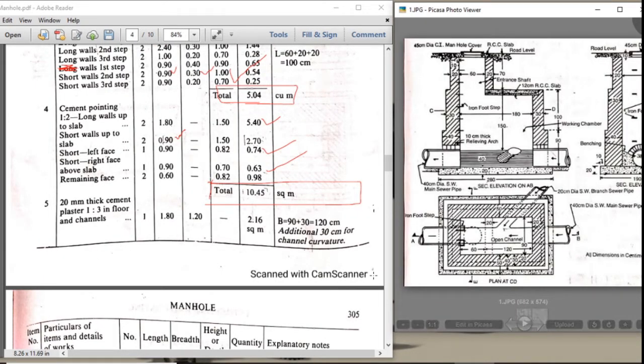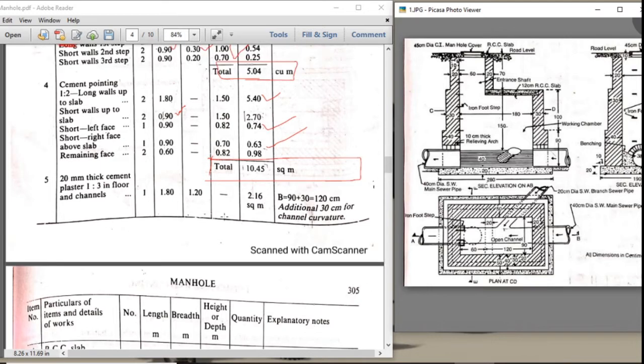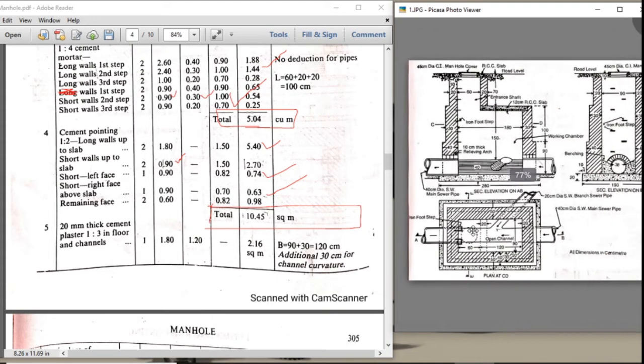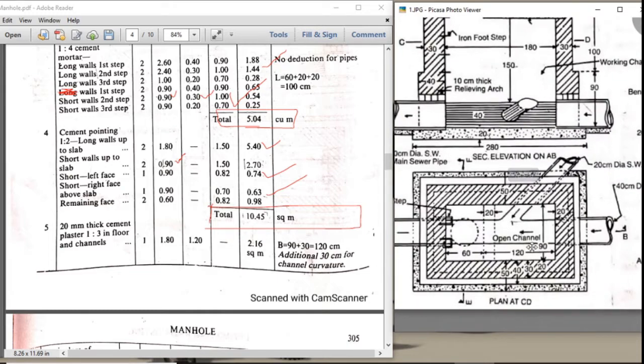Now the fifth item of work, that is 20 mm thick cement plaster 1:3 in floor and channels. So for 20 mm thick cement plastering, in the floor, we know the floor inside the brickwork, this floor. So what is the length? It is 1.80. Okay, 1.80. Next here it is 90, breadth is 90 plus 30 centimeter, taken because of the channel curvature. So curvature has to be given, okay, for the easy flow of the sewage.